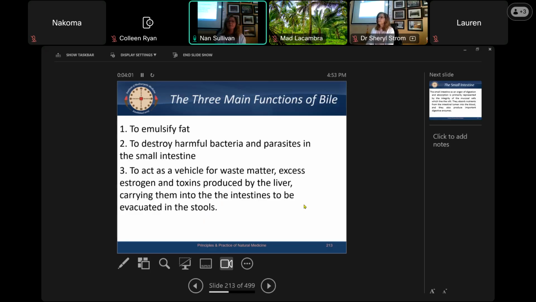So the three main functions of bile are to emulsify fat, to destroy harmful bacteria and parasites in the small intestine. So if you don't have a gallbladder, you could potentially have that harmful bacteria and parasites. And then to act as a vehicle for waste matter, excess estrogen and toxins produced by the liver, carrying them into the intestines to be evacuated by the stools.